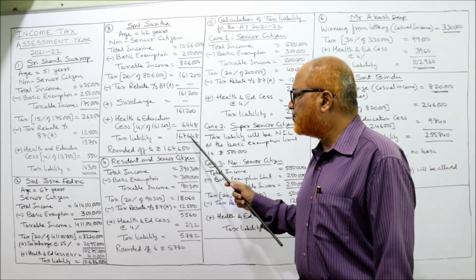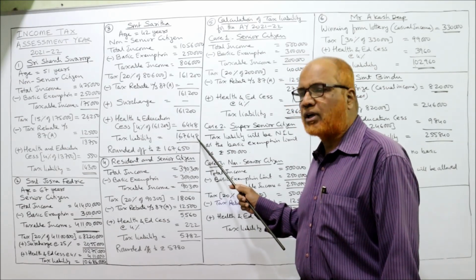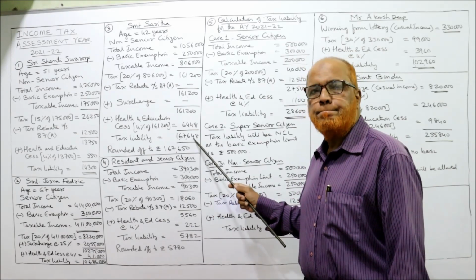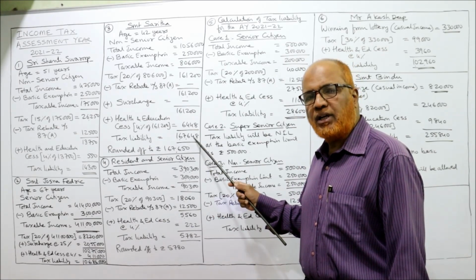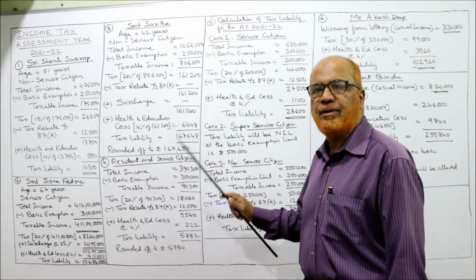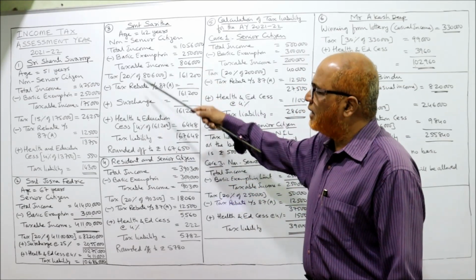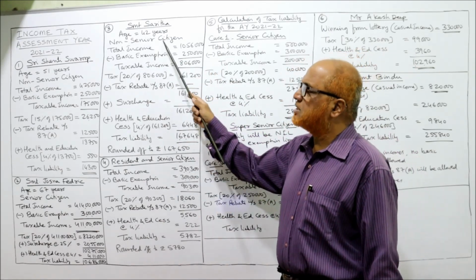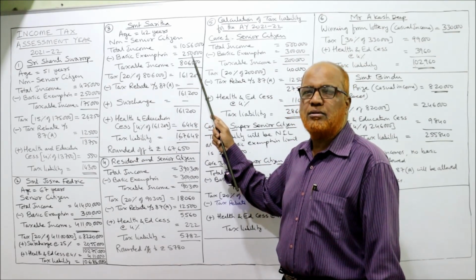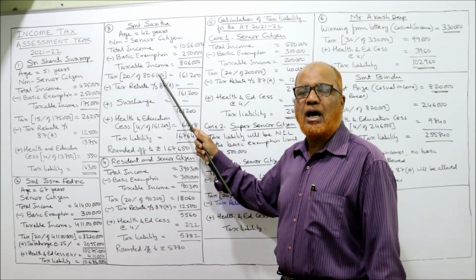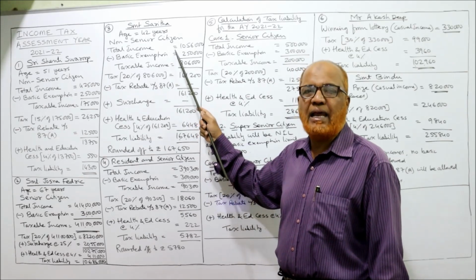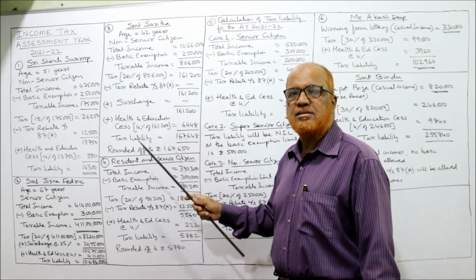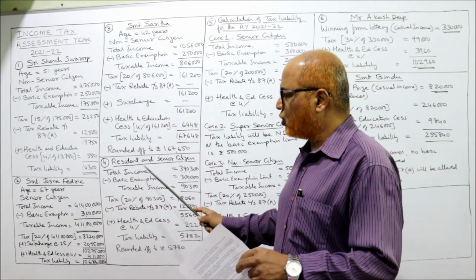If it is 45 or more than 45, make it 50. If it is less than 45, make it 40. That's it. So what are the new points we have discussed in this problem? First of all, non-senior citizen, basic exemption limit 2,50,000. Here tax rebate is not allowed because the total income is above 5 lakh. Surcharge will not be applied because the income is less than 50 lakh. That's it. Next, fourth problem.